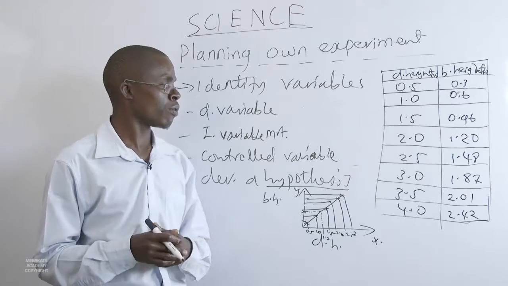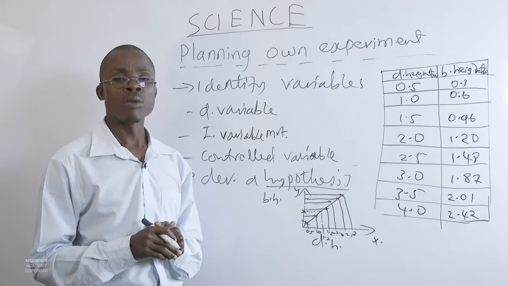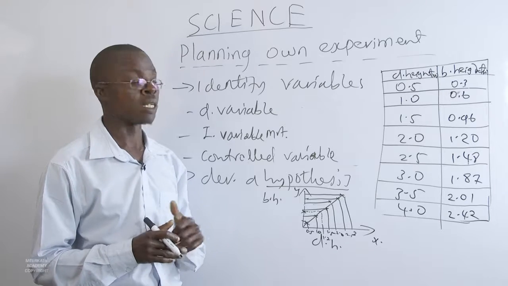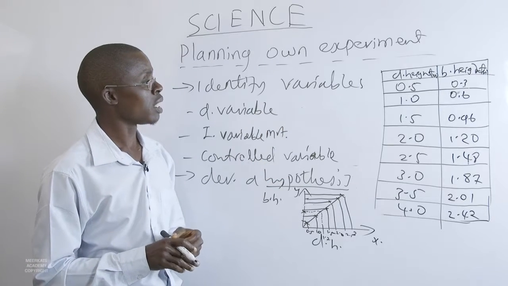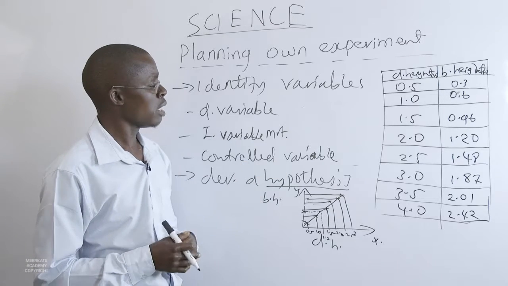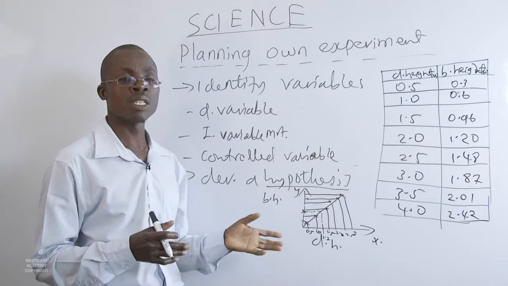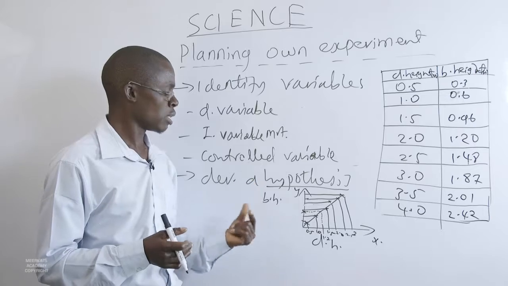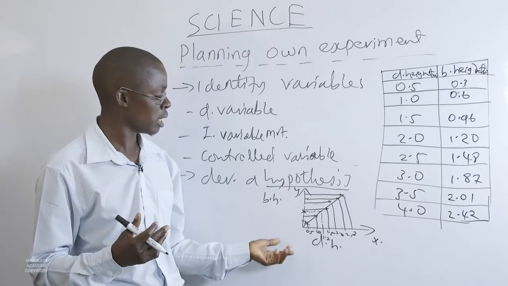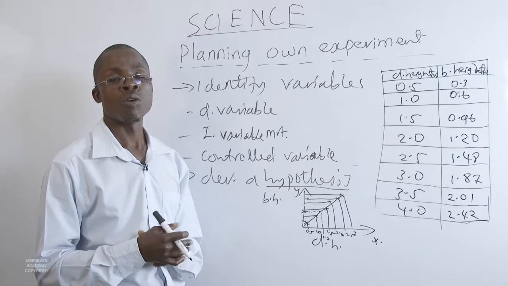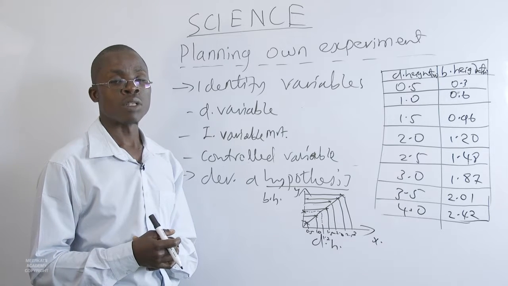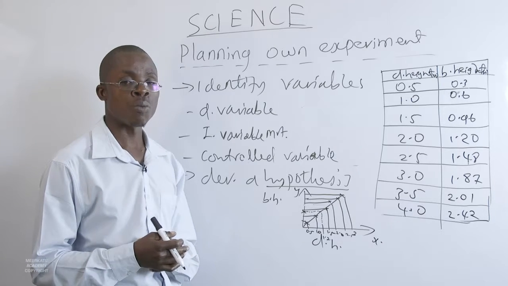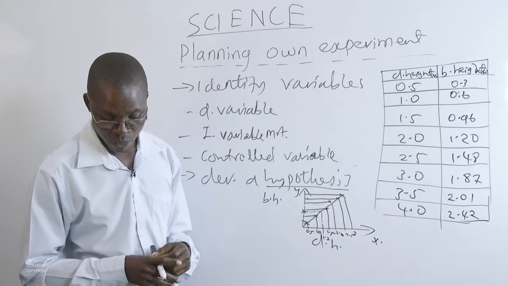We further looked at how to record the data, and we saw that the best way to record the data was in a table. And in that table, you must make sure that it has proper headings. After that, we looked for a better way to present the work, and we did it through the graph. Why? So that we can answer questions like the one I had just posed: what will be the height of the bouncing ball at 1.2 meters dropping height, and we did it comfortably.